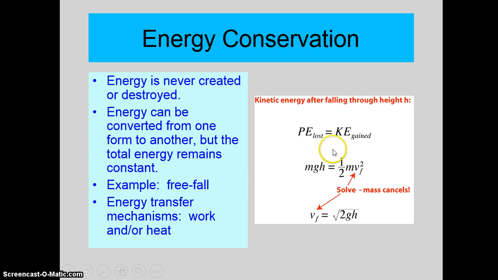So they kind of set it up right here. For example, if you have an object and you drop it, the potential energy lost will be equal to the kinetic energy gained. And so the potential energy is mgh, right? Mass times gravity times the height, and the kinetic energy is 1/2 mv squared.